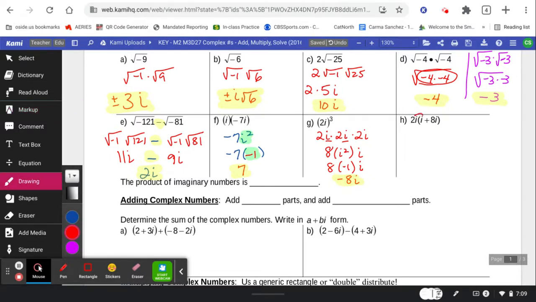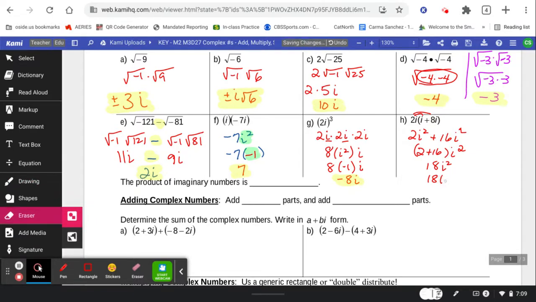Last but not least, let's distribute this 2i. Gives us 2i squared plus 16i squared. I have a total of 2 plus 16, 18 i squareds. But I know that this new rule tells me that i squared can be rewritten as a -1. So my final answer is just -18.